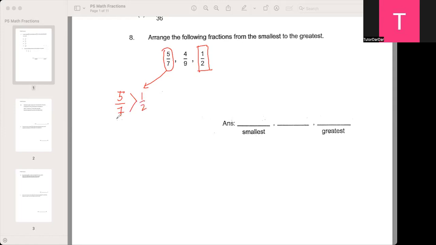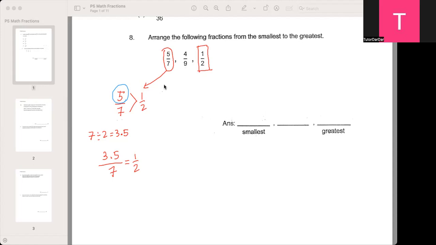How do we know? Okay, let's see. Look at this denominator, which is 7. So 7 divided by 2, you will get 3.5. So if you have the fraction of 3.5 over 7, this is exactly half. So now, look at this number. The numerator is 5, which is more than 3.5. That's why this fraction 5/7 is greater than half.